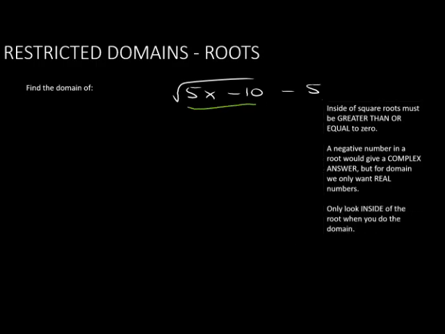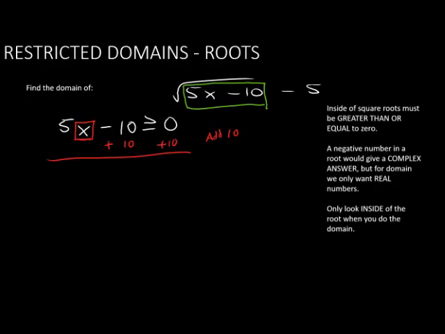We'll box in the inside of the root, 5x minus 10, and we'll say that must be greater than or equal to 0. Then we'll solve for x. We'll begin by adding 10 to both sides. If we add 10 to both sides, 0 plus 10 gives 10, and we'll have 5x is greater than or equal to 10. Then we will divide both sides by 5 to get x by itself. When we divide, we'll end up with x greater than or equal to 10 divided by 5, which is 2.